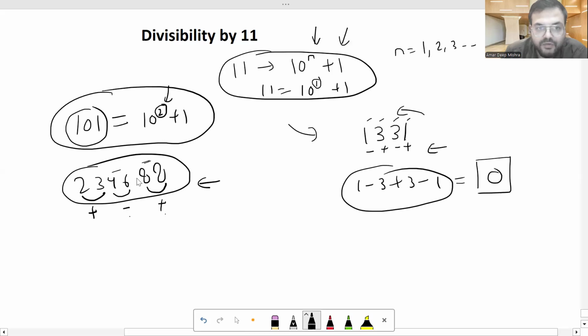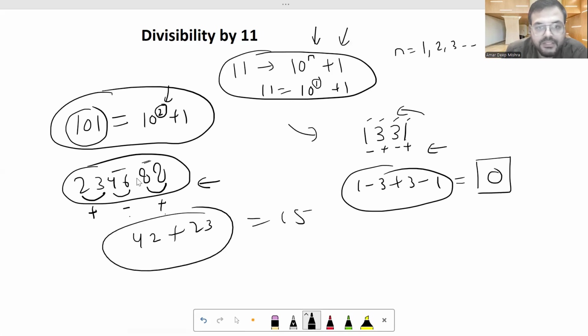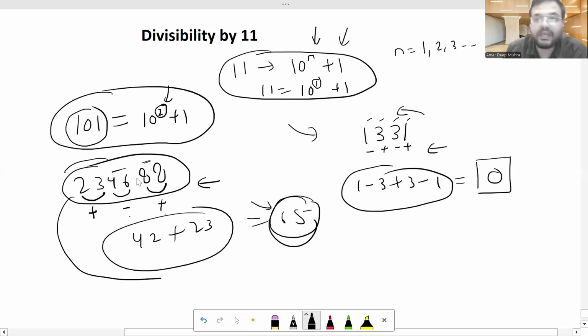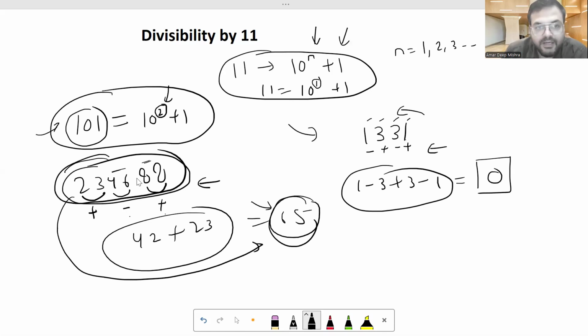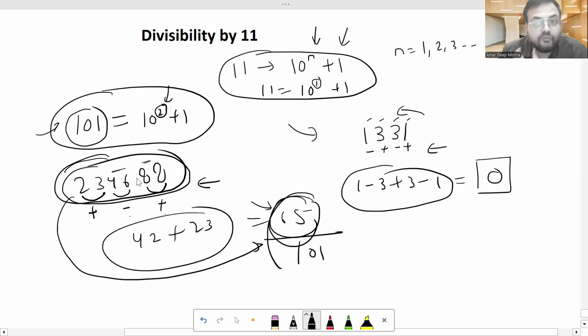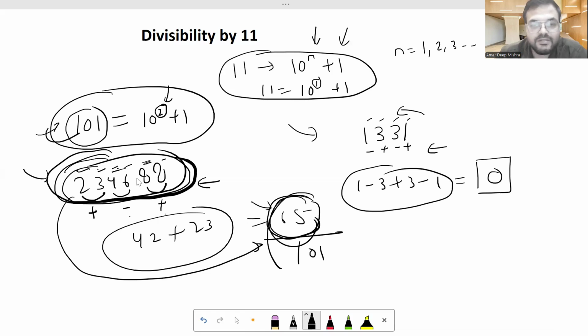88 minus 46 gives you 42, and 42 plus 23 gives you 65. So this value is coming out to be 65. Hence this number is not divisible by 101. So you can write it like 65 by 101. If somebody asks you what is the remainder if you divide this number 234688 by 101, the remainder is 65. This is how we can find out the remainder also. I hope this point is clear to you all.